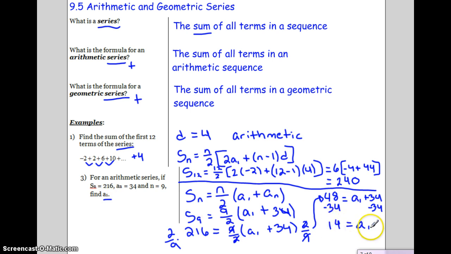Okay? So I started with 14. I added 9 every time. I added, what did I add? Oh, we still don't know what my difference is. But I have 9 terms. My last term was 34. And when I added those 9 terms together, I got 216. For the last couple, you can do that for geometric or for arithmetic.